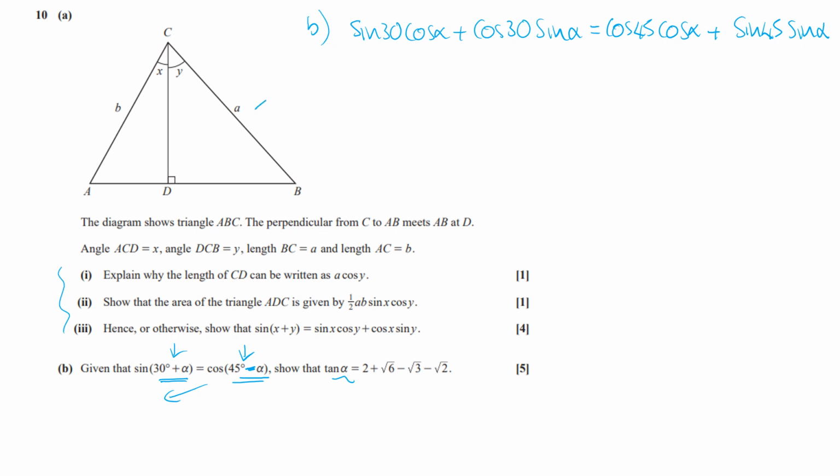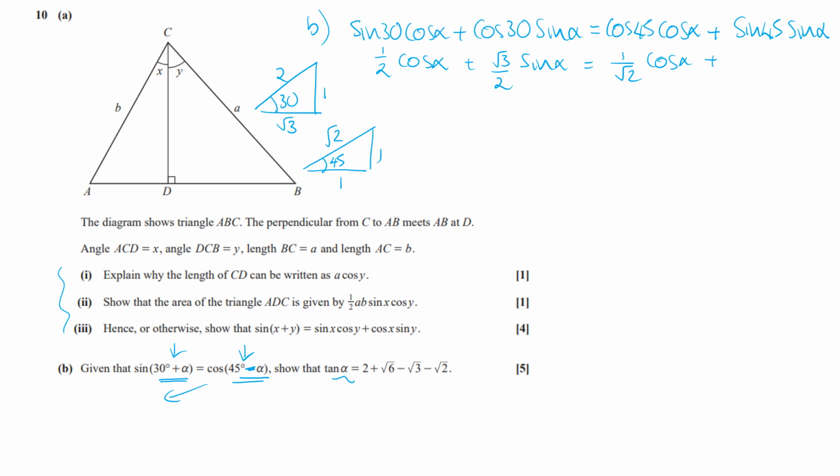Now using your special triangles, we know that sine 30 is a half, so by Pythagoras that is root 3, and we know that tan 45 is 1, so by Pythagoras that is root 2. So sine 30 is a half, so that will be half cos alpha. Cos 30 is root 3 over 2 sine alpha. Cos 45 is 1 over root 2 cos alpha, plus sine 45 is 1 over root 2 sine alpha.